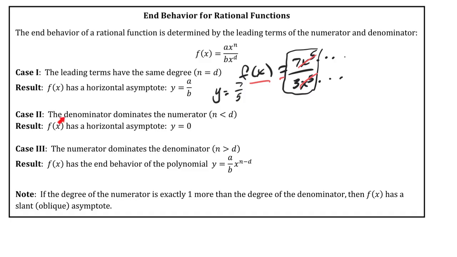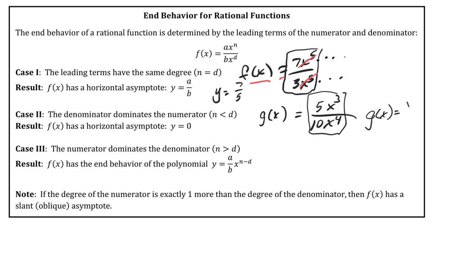Case 2 is when the denominator's degree is greater than the numerator's. For example, that would look like this. g of x equals 5x to the 3rd over 10x to the 4th, right? So the numerator is smaller than the denominator. Again, I like to think of this as a division problem. I'm left with g of x equals 1 over 2x. Whenever I have an x in the denominator, we have y equals 0. Horizontal asymptote at y equals 0.